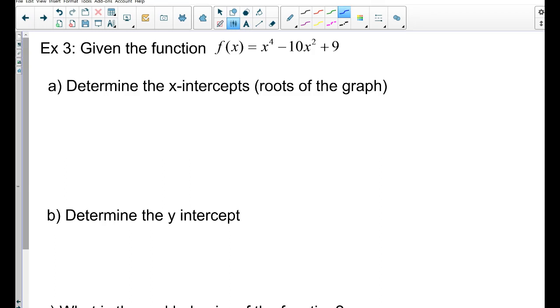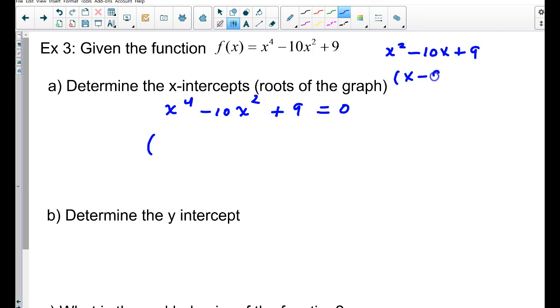Example 3 is a little bit more complicated. It's not in factored form, so the very first thing is we need to factor it to find our x-intercepts. Notice that the first term and the second term, the exponents are half of one another. So that allows you to kind of just factor like normal. In other words, if this was x squared minus 10x plus 9, you would simply factor this to x minus 9, x minus 1. But since it's to the 4th, you're just going to convert that x to an x squared.